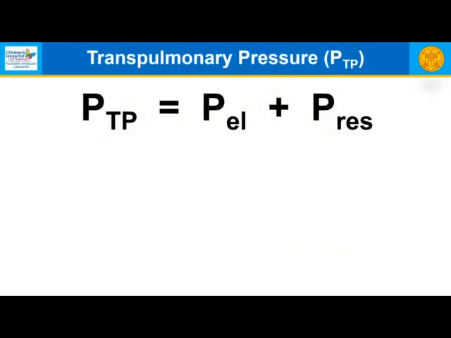Now, when we measure transpulmonary pressure, we actually have to overcome two components. We have to overcome elastic tissue. That is, we have to stretch the lung to open it up, and that's overcoming the elastic components of the lung. And we also have to overcome resistance. That is, the pressure we need to generate airflow, right? So transpulmonary pressure consists of both of these, okay?